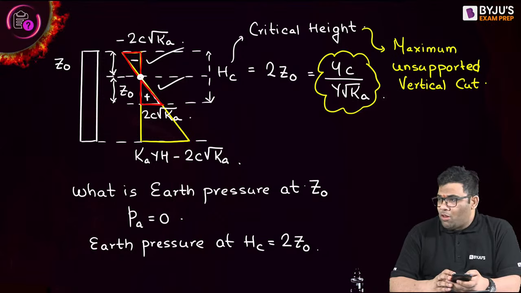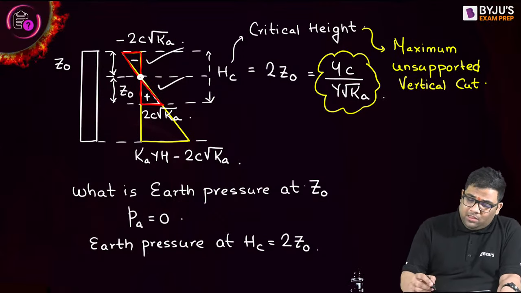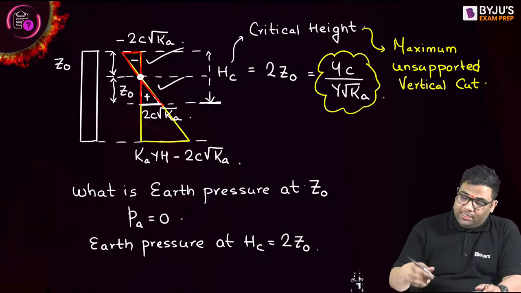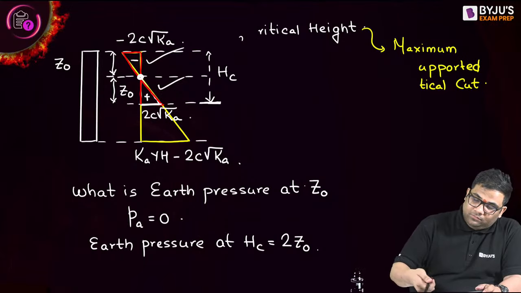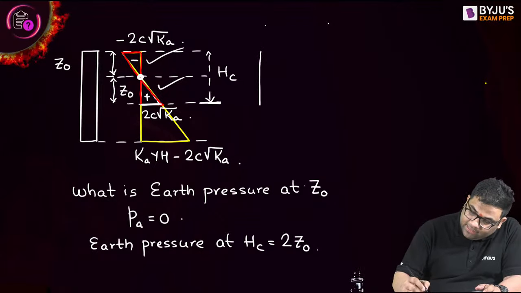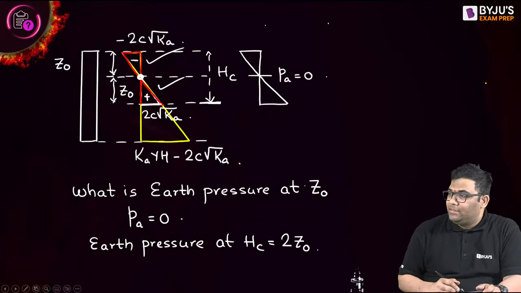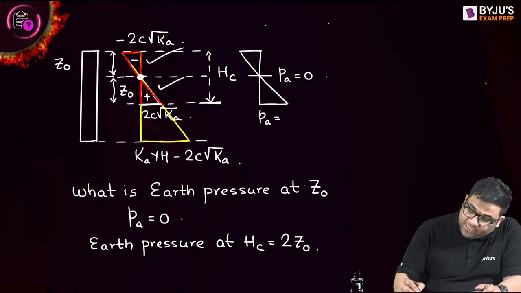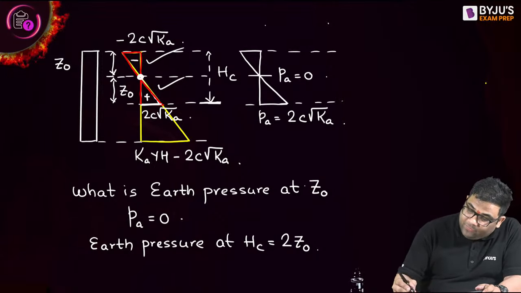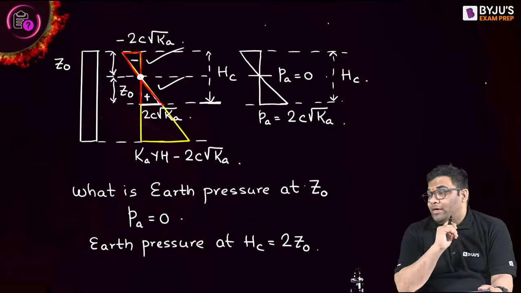Zero, why is it zero? It is 2c root Ka. At SC, we are seeing here. Earth pressure, not the force. It is 2c root Ka. Again, I will draw here. Very important point. If I draw the distribution till here, till SC, this is the distribution. You can see that here the earth pressure is zero. Here, the earth pressure is how much? It is 2C root Ka. So at the depth of critical height, it is 2C root Ka. Very important point.